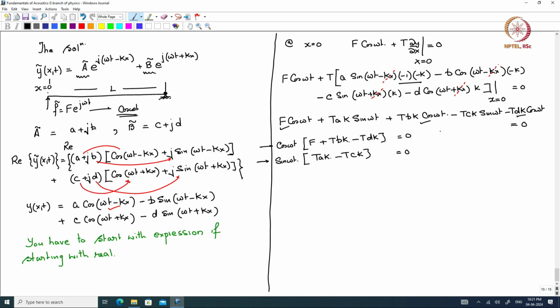So here I get f by tk plus b is equal to d, and from here I get a is equal to c. Let me just mark these as my results. So that implies that y of x comma t, if I use these bits of information, because a and c are equal, I get a cos(omega t minus kx), and here plus a cos(omega t plus kx). This used to be c before.